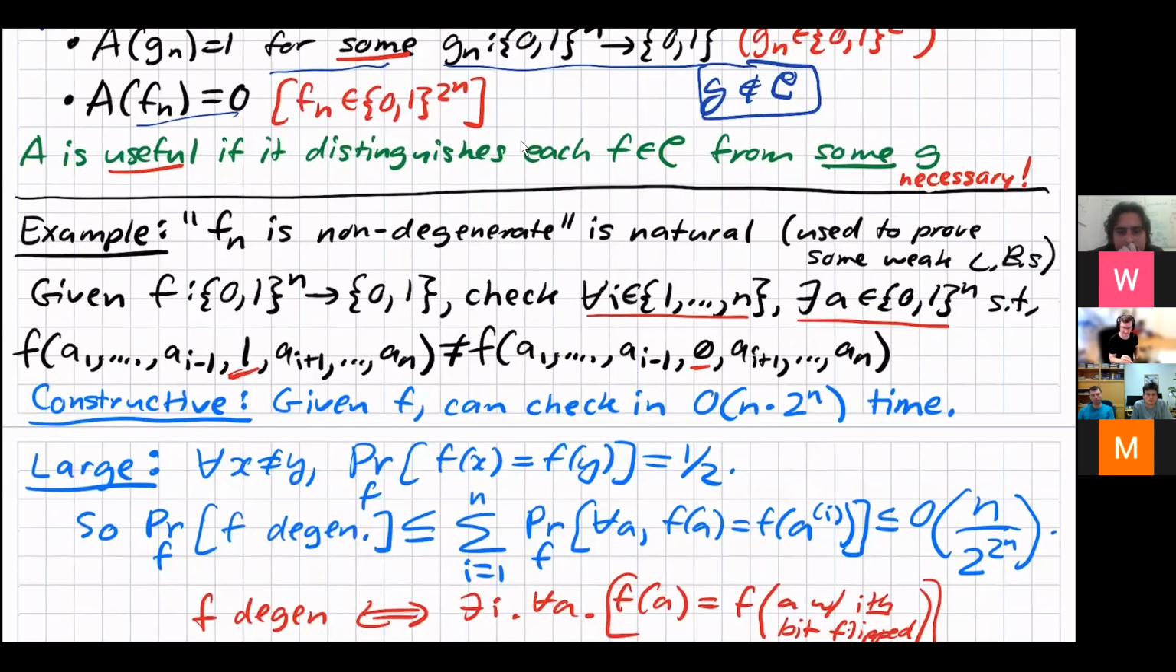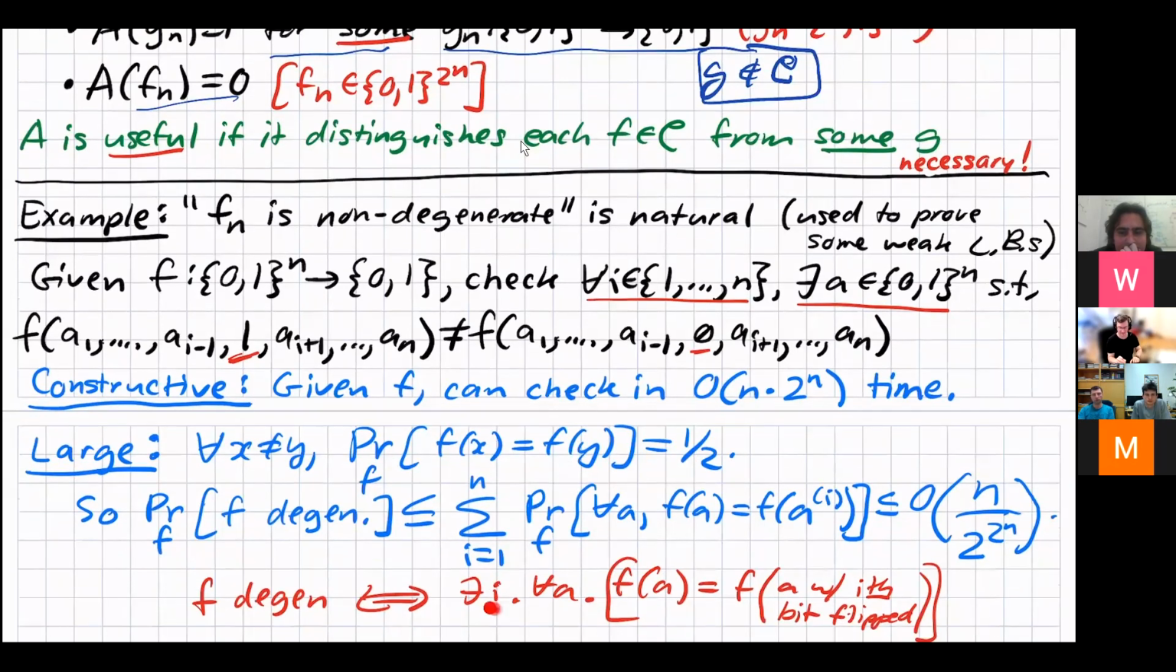It's also large, and this is not too hard to see. If I take 2 distinct strings, the probability a random function has the same value on those strings is a half, because fix one of them, the other one agrees with probability a half. So the probability that a function is degenerate, so it's not non-degenerate, is the probability that there exists an i so that for all assignments, the function stays the same if I flip the ith bit. This is just negating the condition up here.